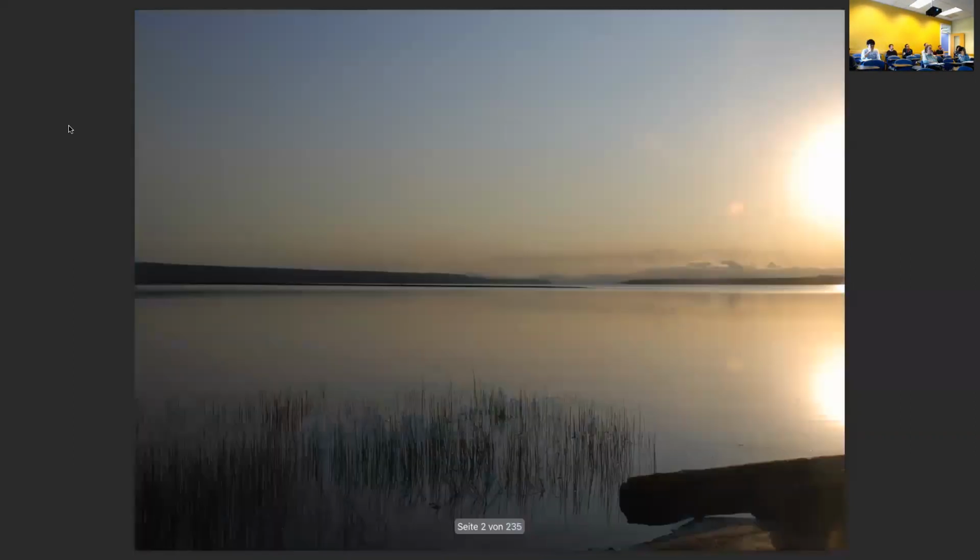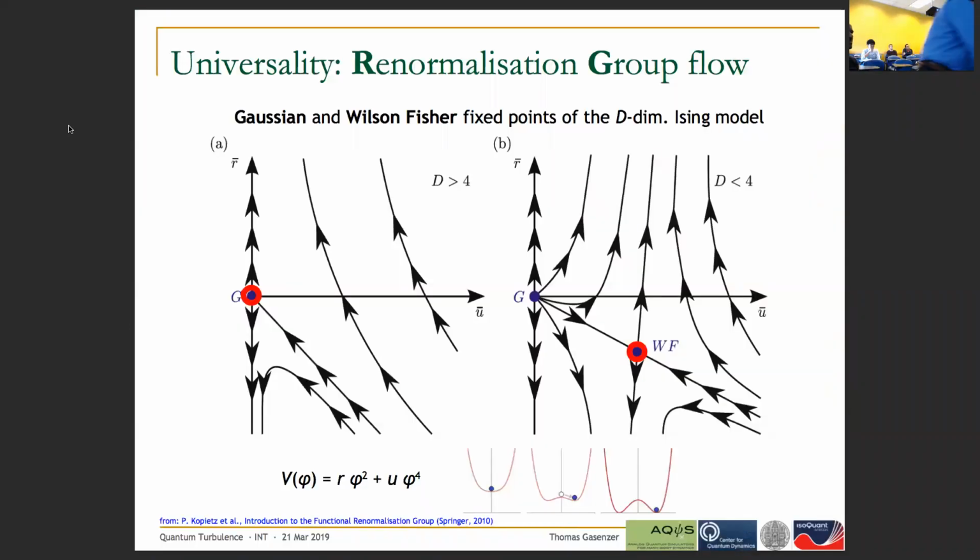Now, universal dynamics, there's universality in there. When it comes to universality, what we think of in this context is the universality you have in critical phenomena. So without going too much into the details of renormalization group theory and so on, let me just point out the most important aspects.